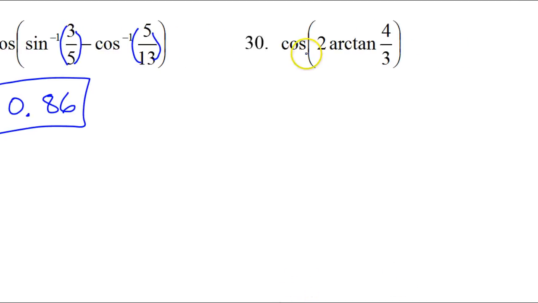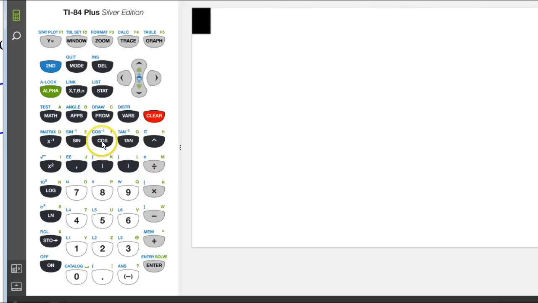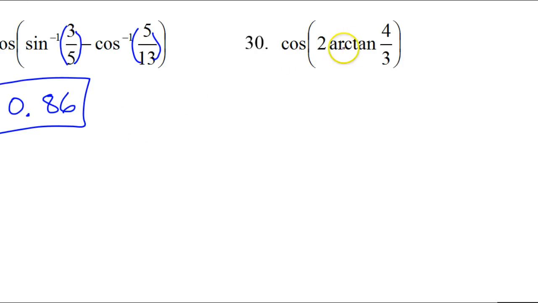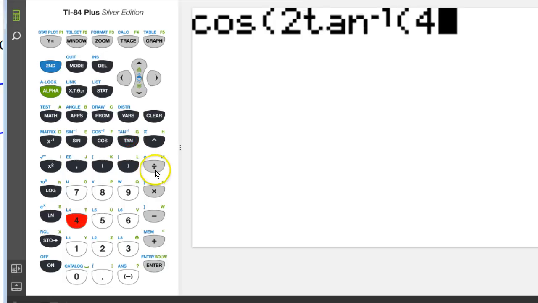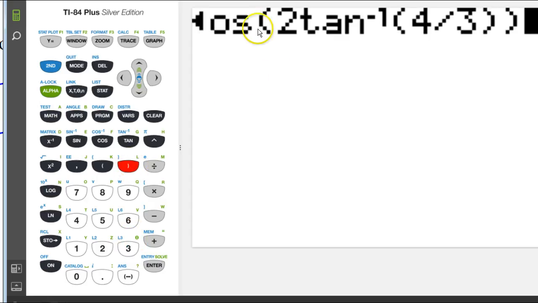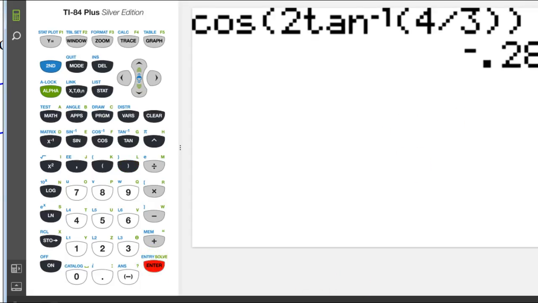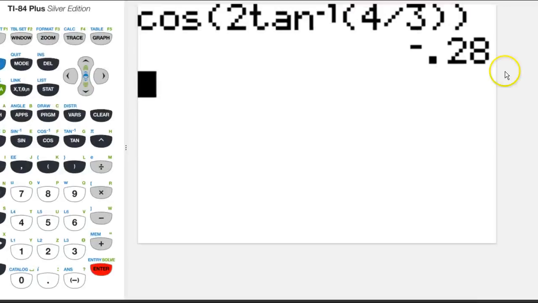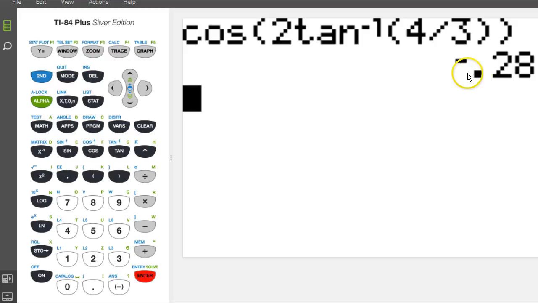And looks like this is the last question. All right, cosine, and now it says 2 arctangent of 4/3. So there's my 2. Arctangent is the same as inverse tangent, so we'll go ahead and just do inverse tangent. And they said 4/3, close the parentheses, close the larger parentheses. And there you go. It's going to be negative 0.28.